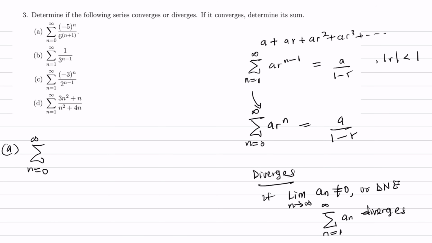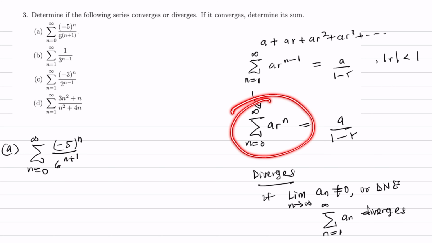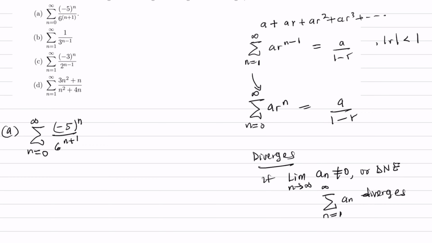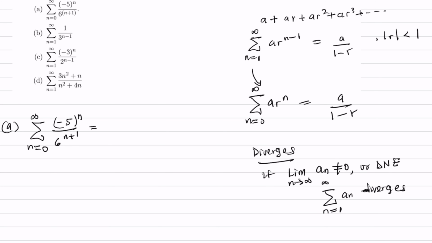Now look at this expression here: minus 5 to the power of n, divided by 6 to the power of n plus 1. Notice that the counter here is starting from 0. That means I want to use this version of geometric series, so I need to write it as AR to the power of n. How do I do that? This is the summation from n starting from 0 to infinity of minus 5 to the power of n divided by, now what is 6 to the power of n plus 1?